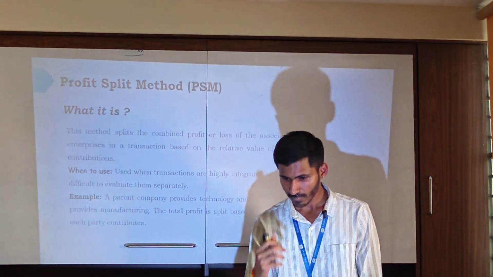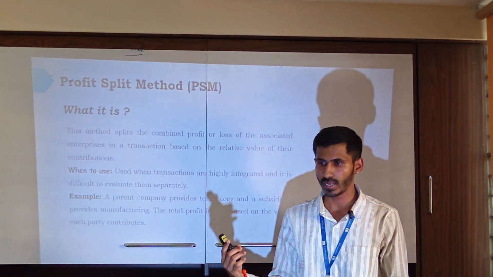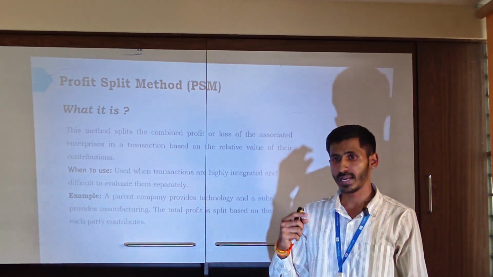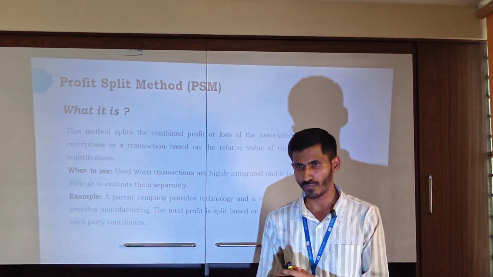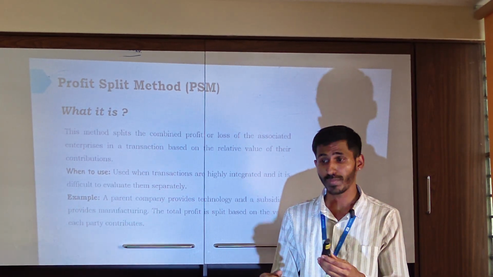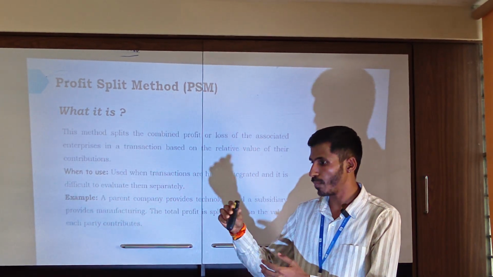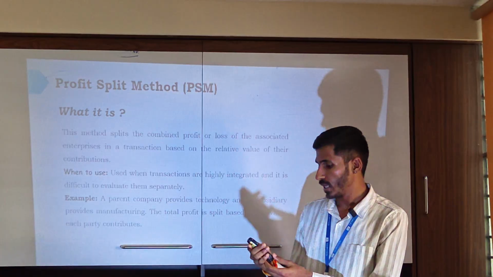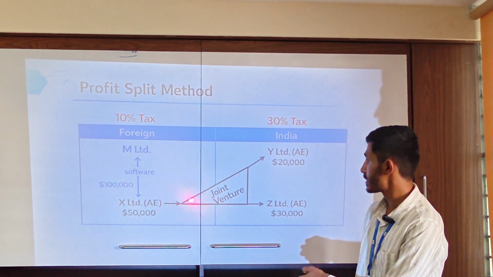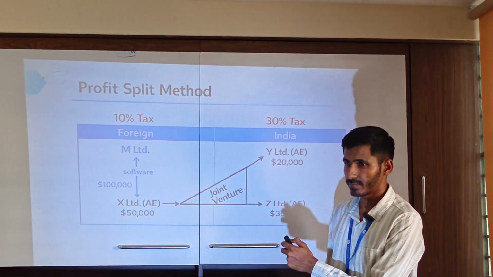So let's take an example. X Limited is an entity incorporated outside India, and Y Limited and Z Limited are both registered in India. X Limited has entered into a transaction to make software for M Limited, and in the procedure of making the software it has taken the help of Y Limited and Z Limited, because Y Limited and Z Limited are associated enterprises of X Limited. So X, Y, Z, all three are working on making software for M Limited.